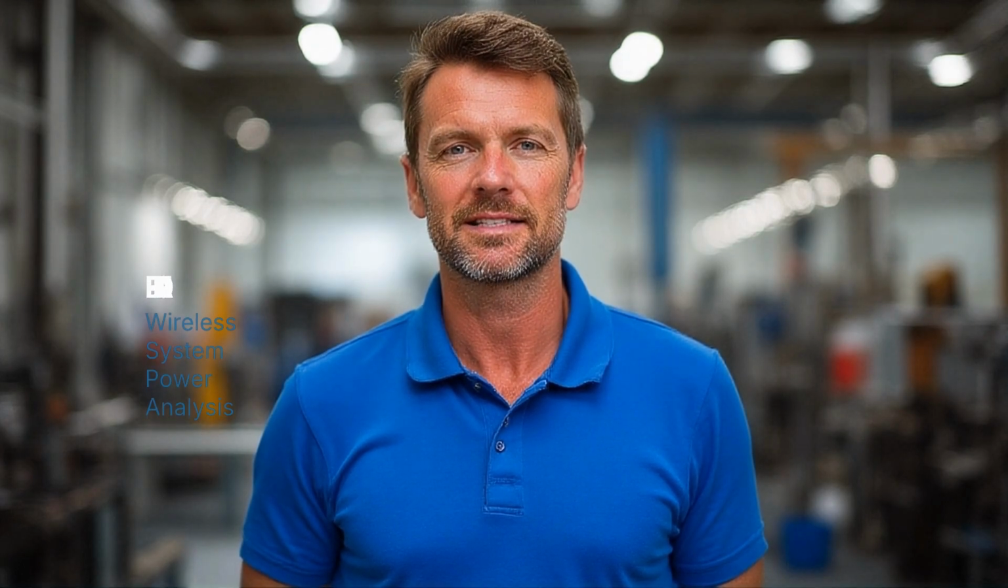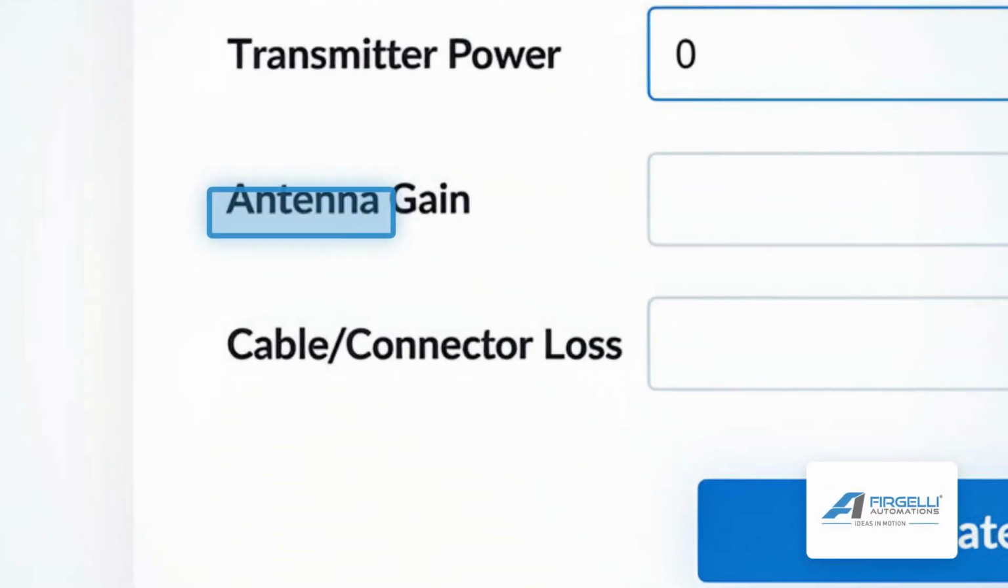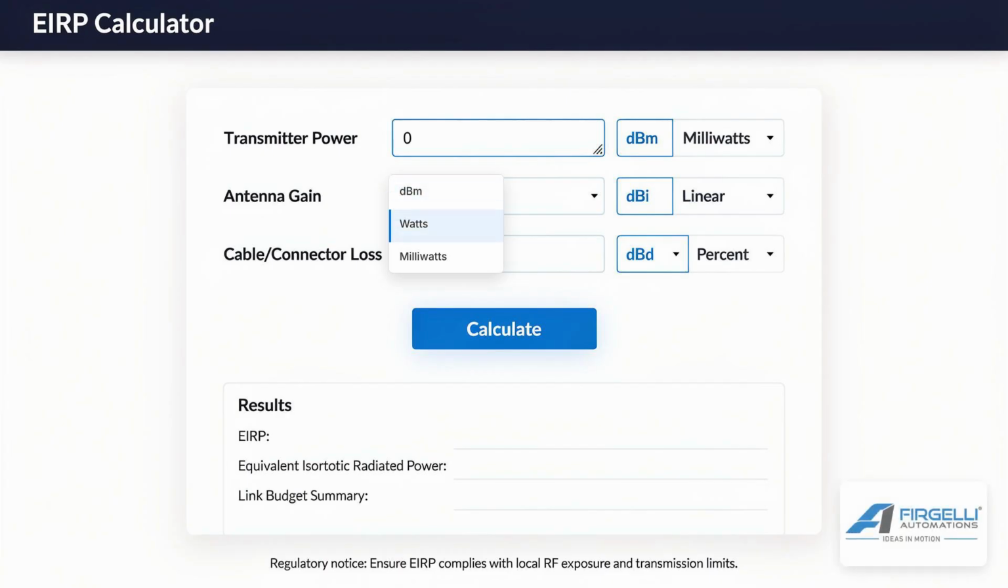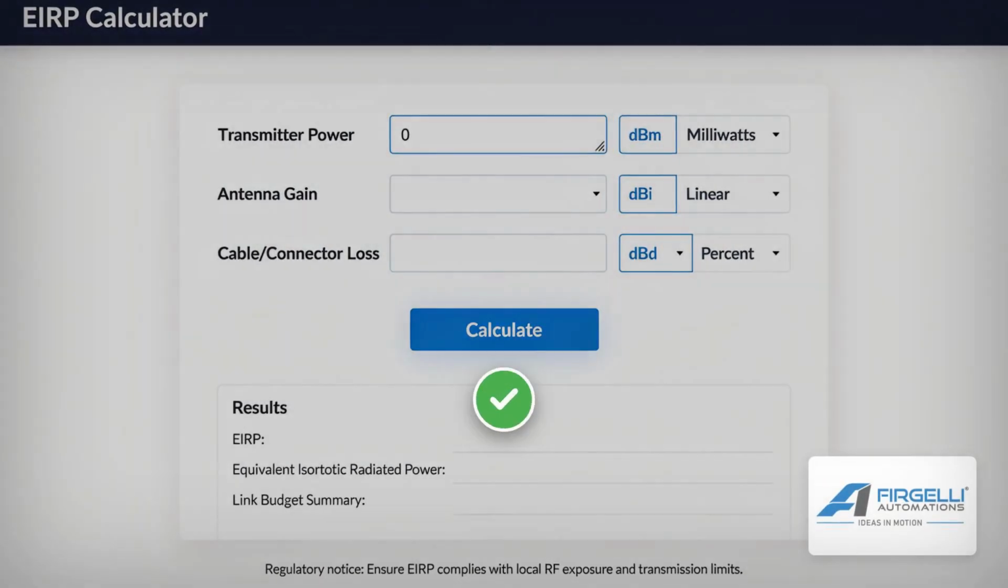The EIRP Interactive Calculator solves wireless system power calculations for antenna installations. Let's look at the input fields. First, select your calculation mode from 6 options including Calculate EIRP, Calculate Required Transmitter Power, Calculate Required Antenna Gain, Calculate Maximum Allowable Cable Loss, Linear Power Conversion, and Calculate System Efficiency.